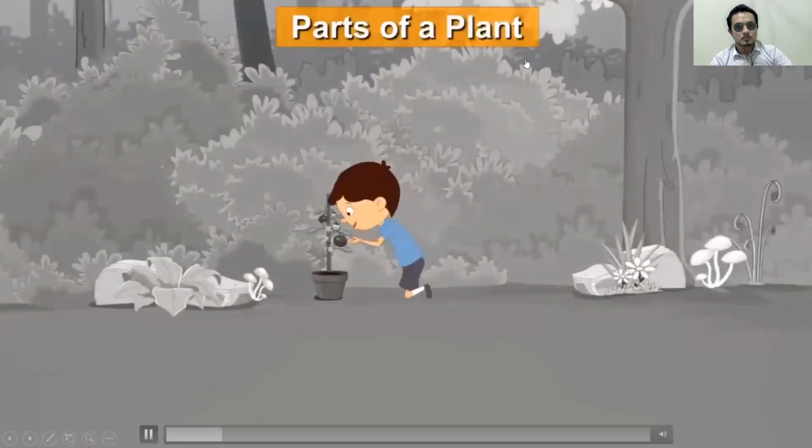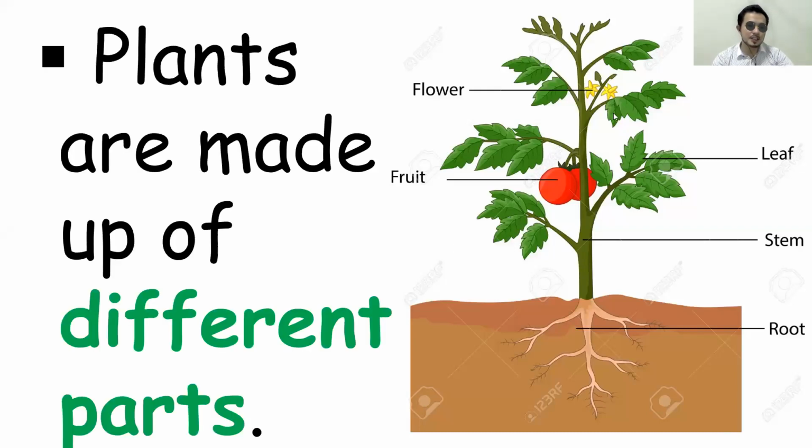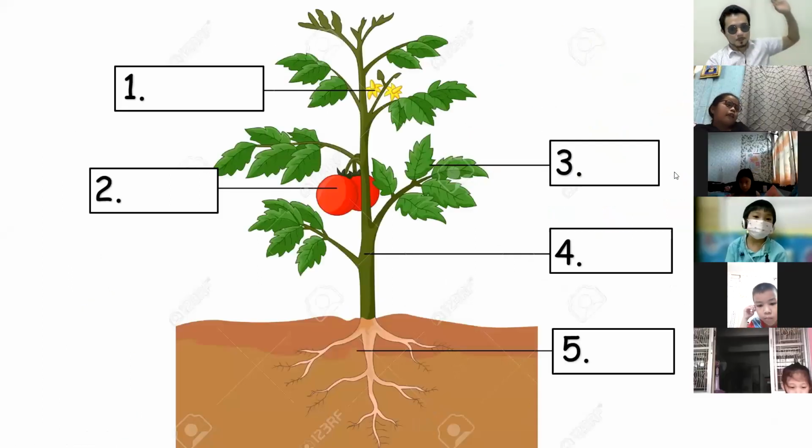Our topic for today is parts of a plant. Plants are made up of different parts. Remember, plants are actually made up of different parts. So we have the flower, the fruit, the leaf, the stem, and the root. So next, who can answer number one? Raise your hand, please.